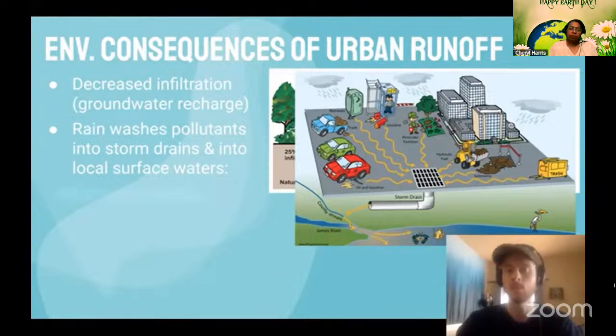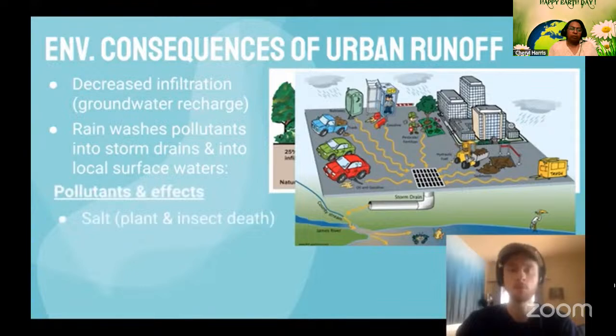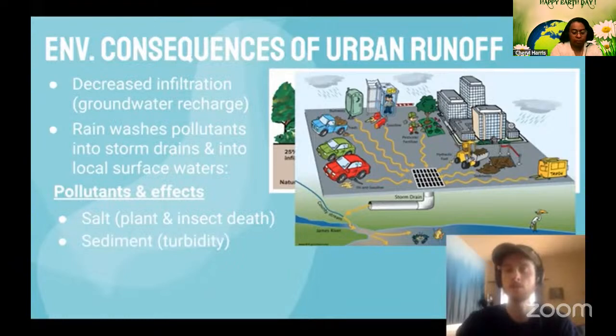We'll look at some specific pollutants and their effects. First, we have salt, especially in Michigan and other cold weather states. We use a lot of salt on the road, but a lot of plants that live in our local bodies of water and insects that live there are intolerant, and salt can actually kill them. Next, we have sediments. So sediments are going to wash in. That's going to make the water more turbid. It's going to decrease the amount of sunlight that penetrates, make it harder for plants to photosynthesize and aquatic organisms to see.